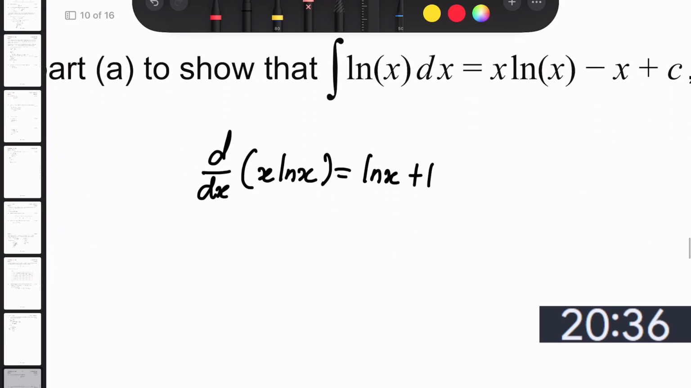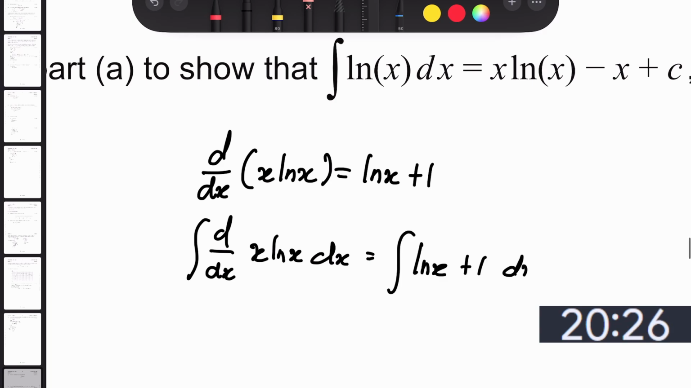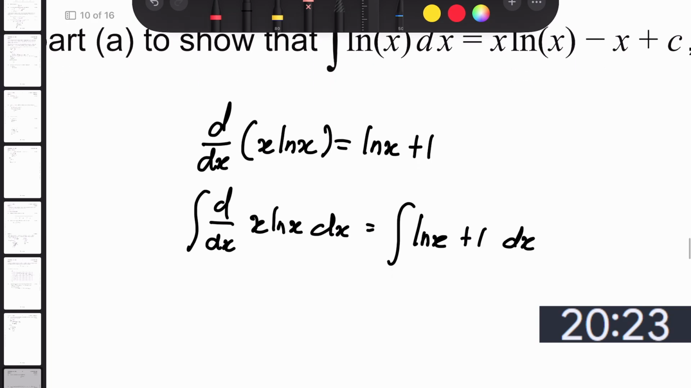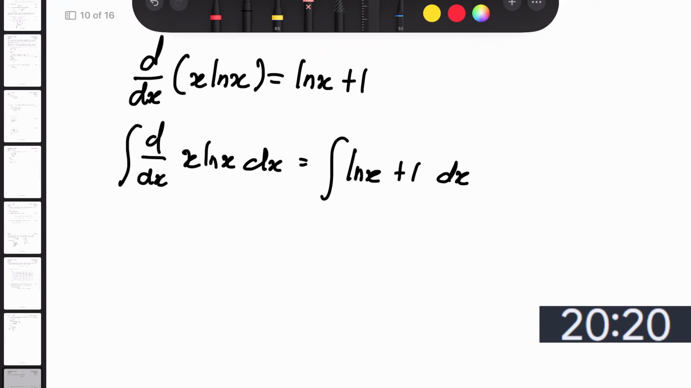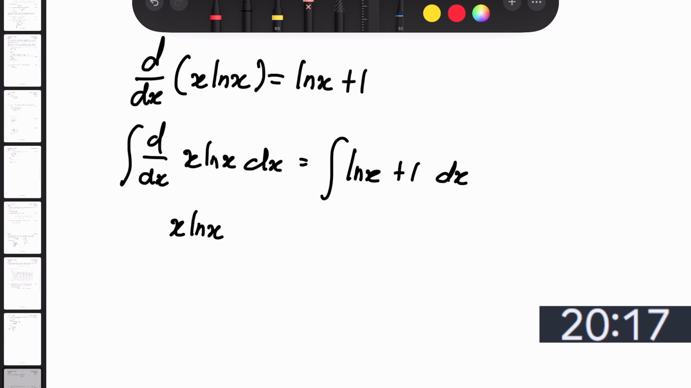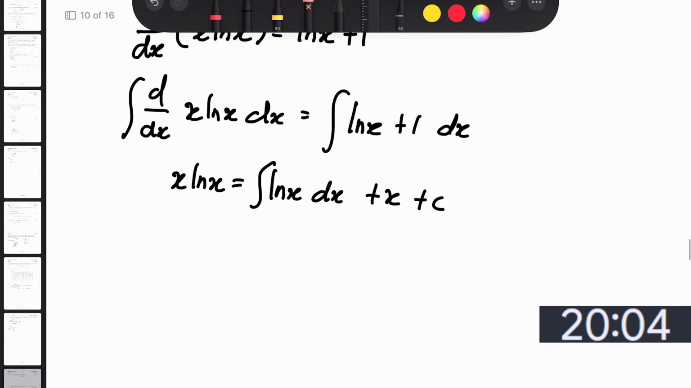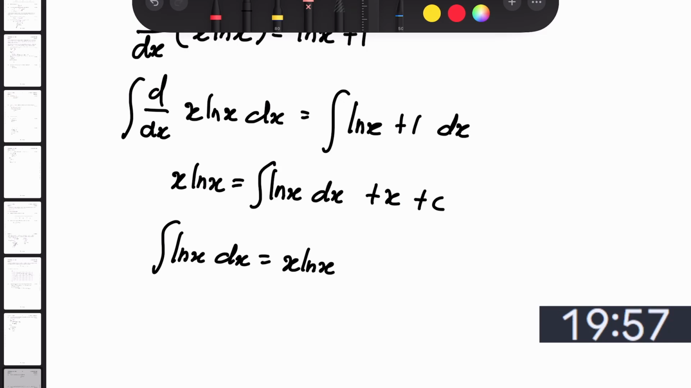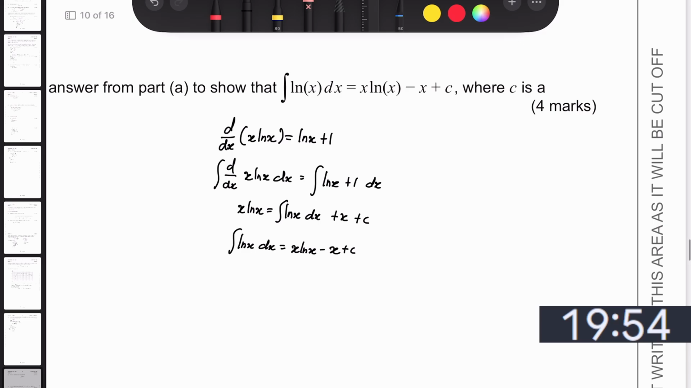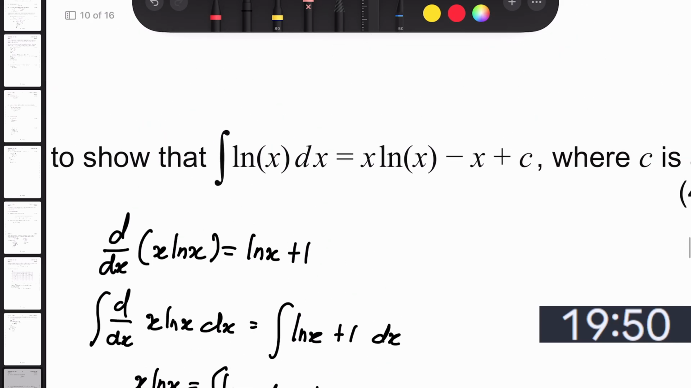and then that's it. So if we integrate both sides, the integral of d dx of x ln of x dx equals the integral of ln of x plus 1 dx. Now the left hand side will just cancel down, so we just get x ln of x. It's going to be equal to the integral of ln of x dx plus x plus c. So then the integral of ln of x dx is going to be equal to x ln of x minus x plus c. I think that's all good.